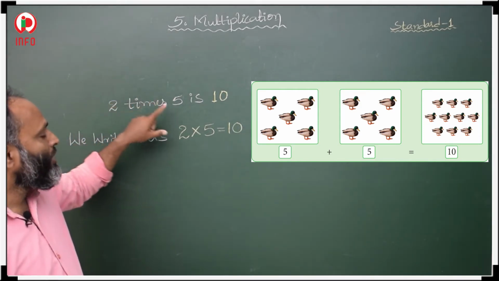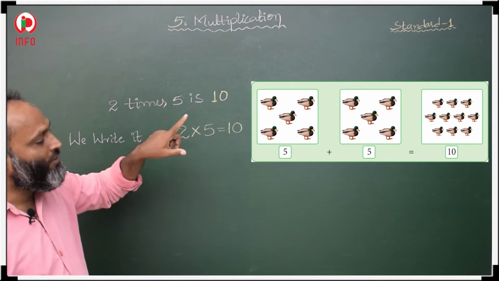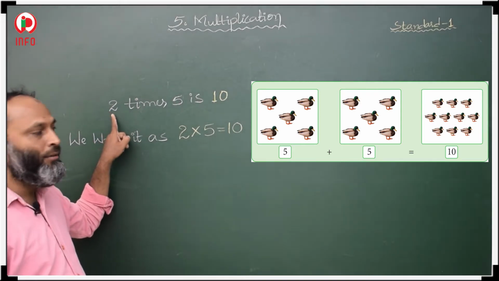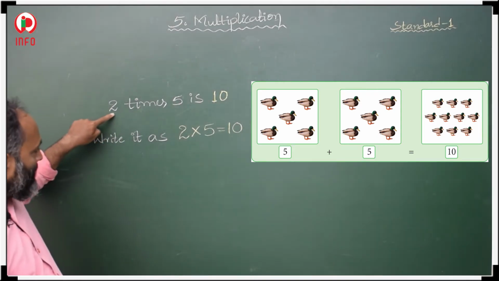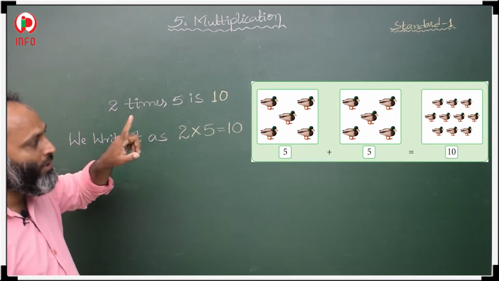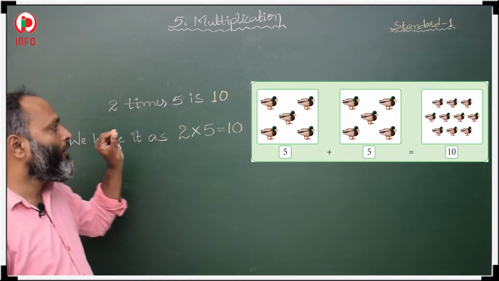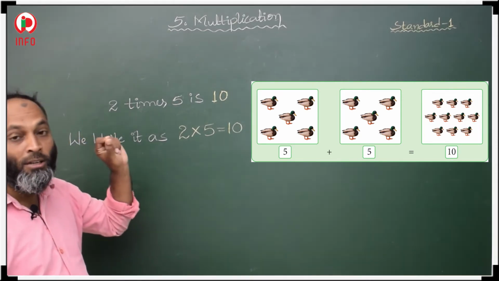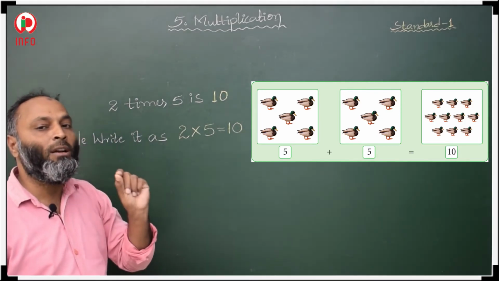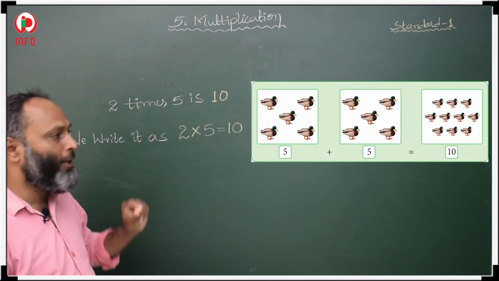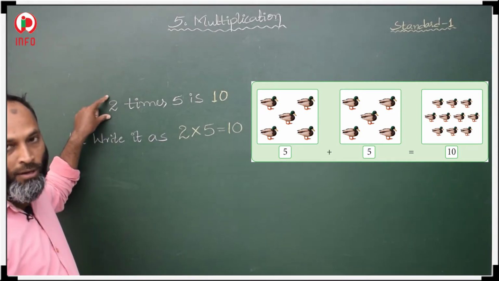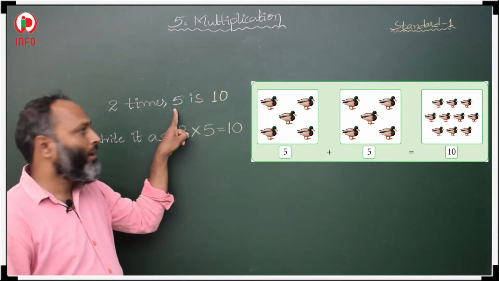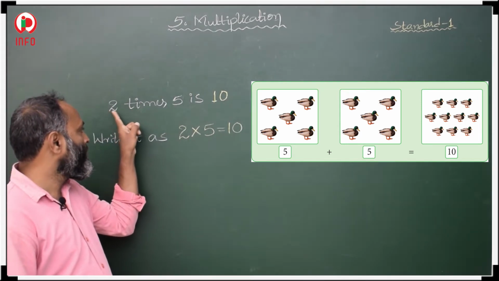So, 2 times 5. What is this 5? It means the number of ducks in each group. How many groups are there? 2 groups. The first number represents how many equal groups there were, the number of times. It shows how many groups there are, and the groups have equal numbers of ducks. So 2 groups were there. In each group how many ducks were there? 5 ducks were there. Then total 2 times 5.